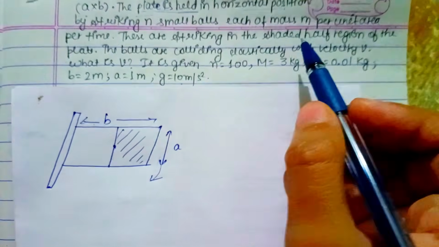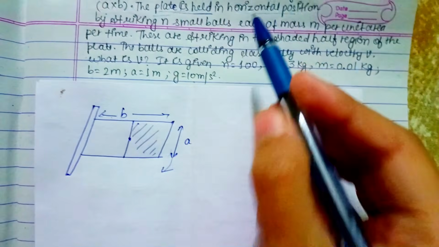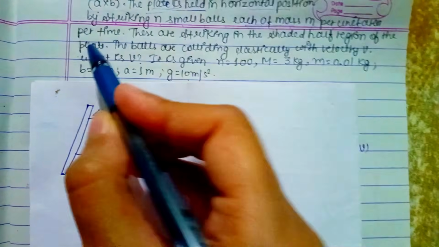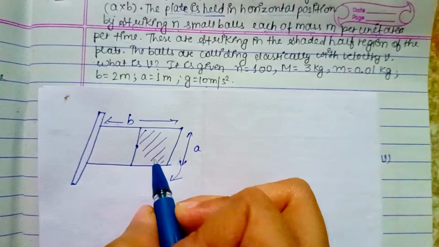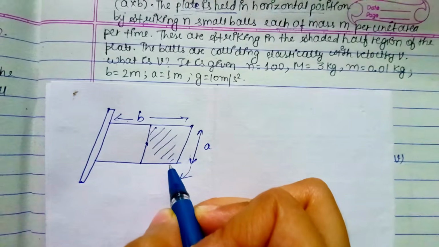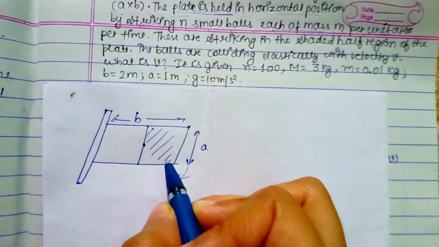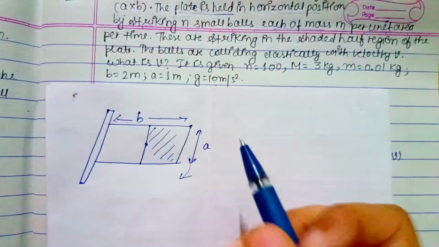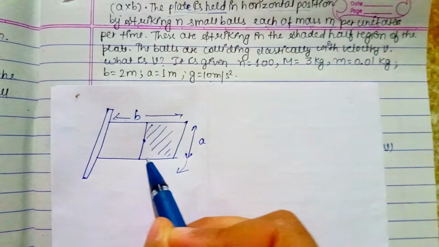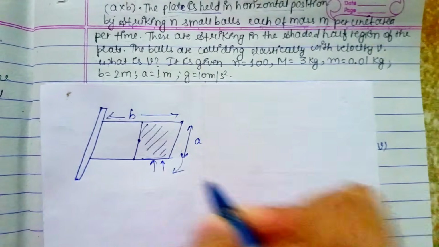Further, the question is saying that it is held in a horizontal position by striking n small balls, each of mass m, per unit area per unit time. So how is it held? By striking some balls. Of course, when we strike some balls, we can logically understand that we can hold this plate. Whatever information is given in the question, we should keep in mind that the balls are striking in this shaded region.